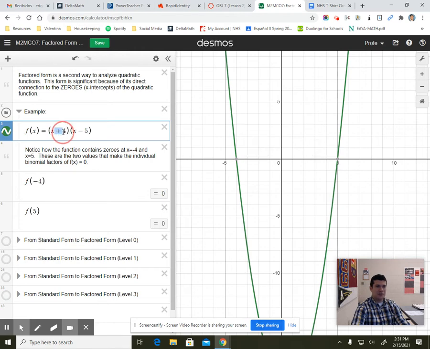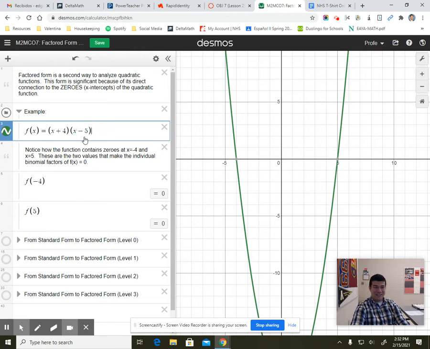Now this factor says x plus 4. The 0 is x equals -4. That's because -4 plus 4 is 0. And then x equals 5 is another x-intercept. And that's because if I substitute it here in the second factor, 5 minus 5 gives me 0.